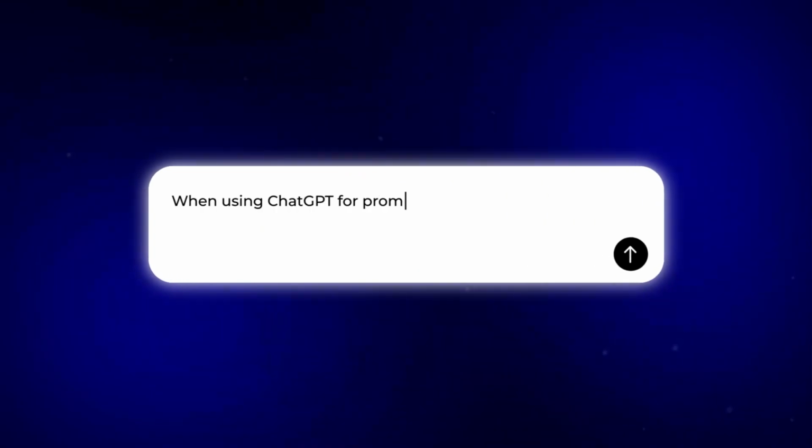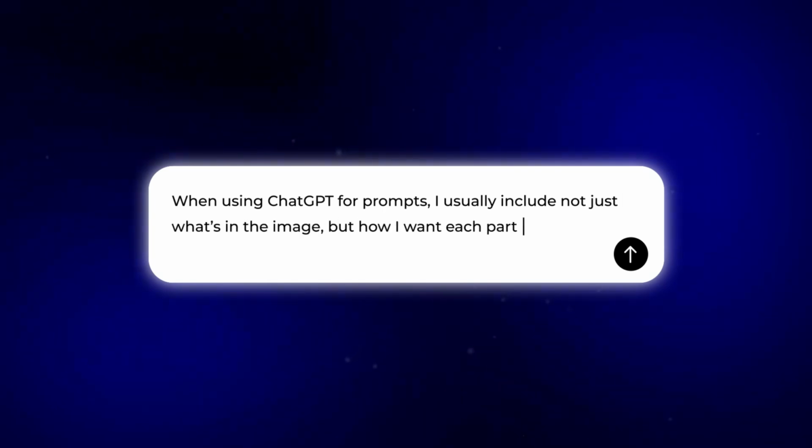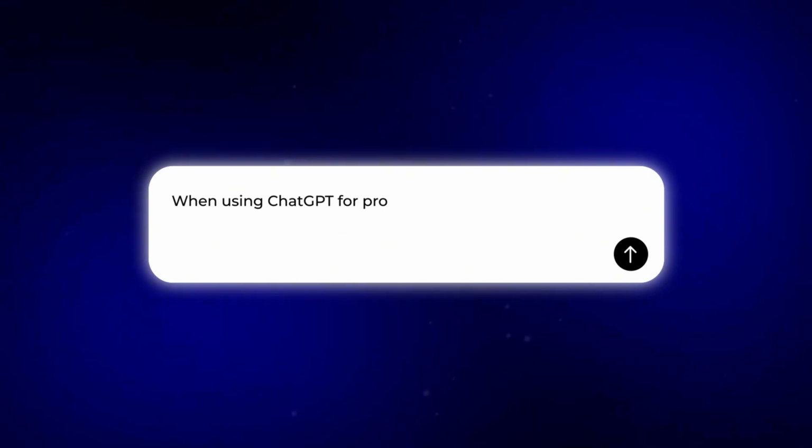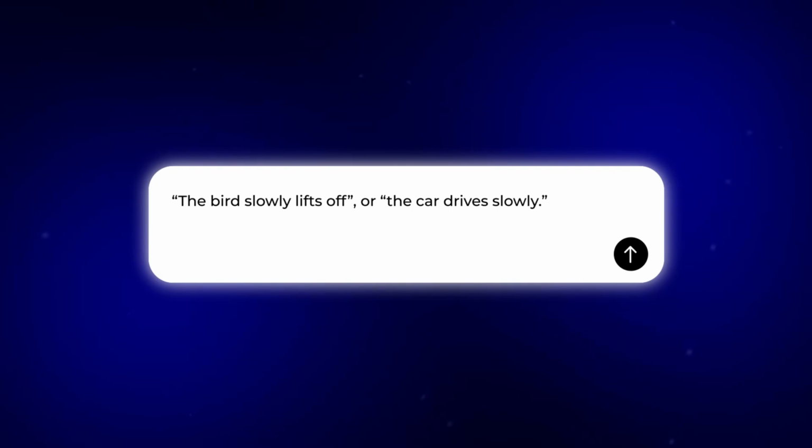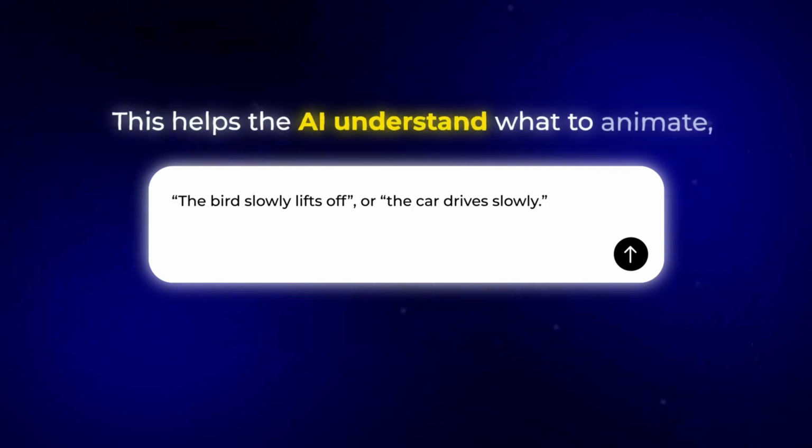Next, you'll want to add your prompt. The way I get good results here is by using ChatGPT. When using ChatGPT for prompts, I usually include not just what's in the image, but how I want each part to move. For example, I'll say things like, "The bird slowly lifts off," or "The car drives slowly." This helps the AI understand what to animate, not just what's in the scene.